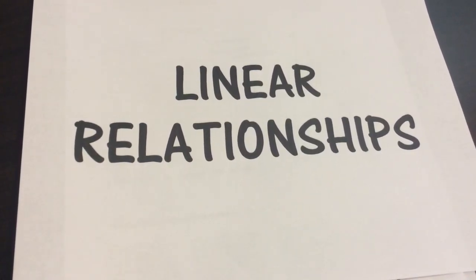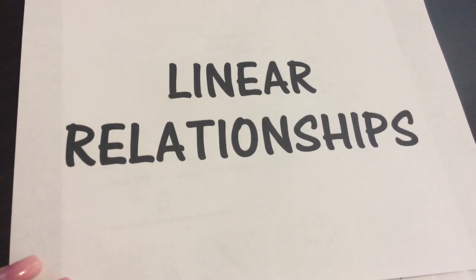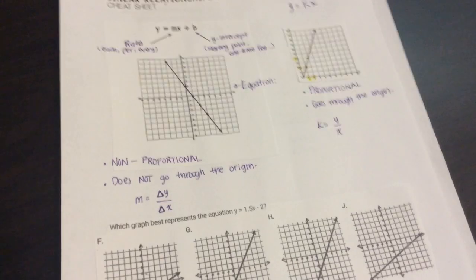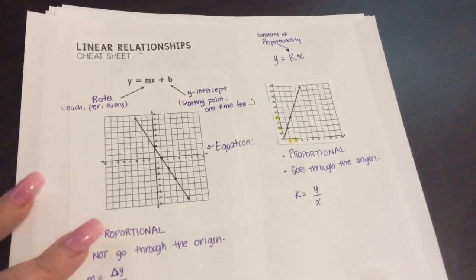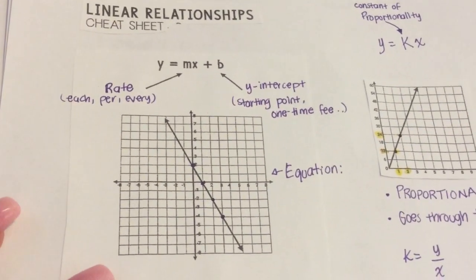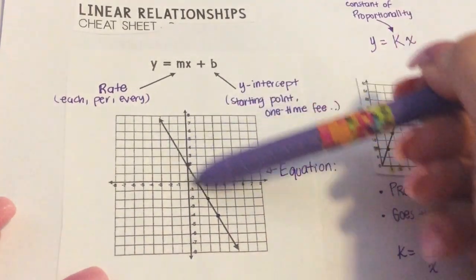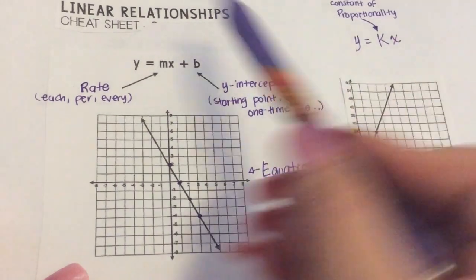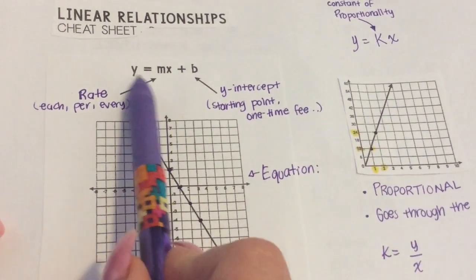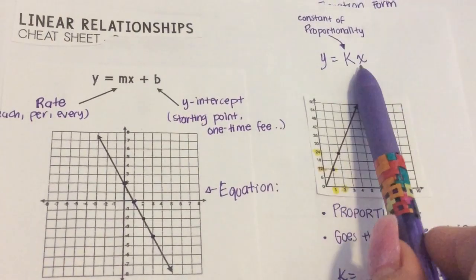Today, we're going to review linear relationships: graphing, creating tables, verbal description, and equations. So this is like a cheat sheet to review what linear relationships are. Linear relationships means that they graph like a line, of course, linear. And there are two forms that we're going to go over: the form y equals mx plus b and the form y equals kx.